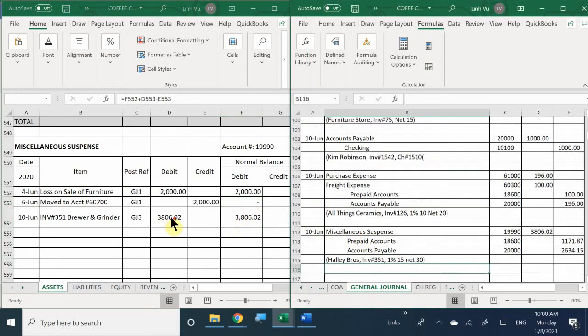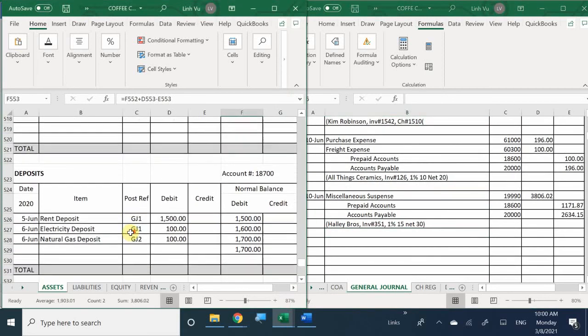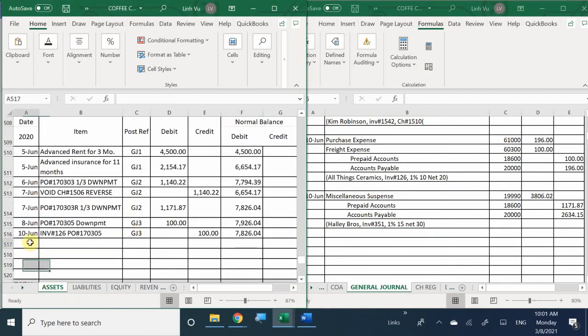So now that I have that, I'm going to go up to my prepaid accounts, because I'm redeeming my voucher. So again, June 10. This is for invoice number 351. Purchase order number 170303. Okay, 303R because we revised it, remember? Same thing, general journal number 3.